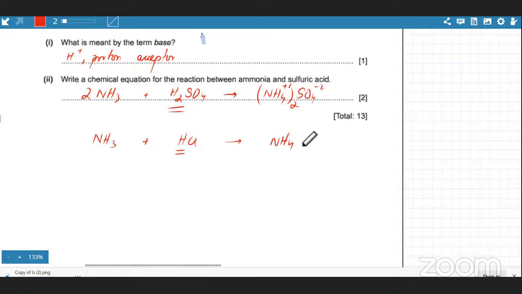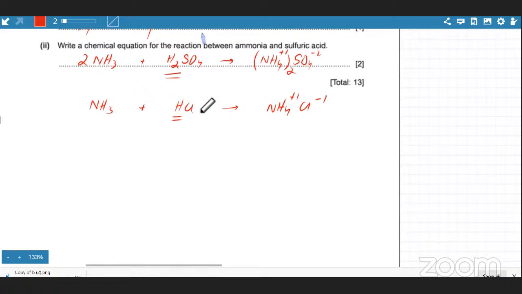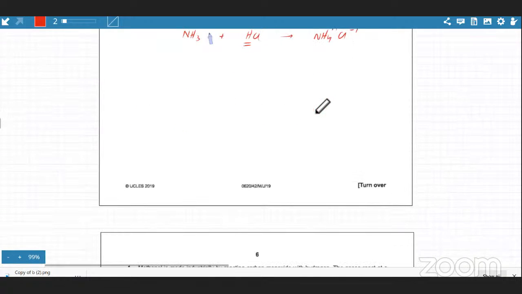It's going to be NH4 plus 1 and Cl is minus 1. So no crisscross required over here. So you can do this with any other acid. Any acid, if it reacts with ammonia, it produces ammonium salt.